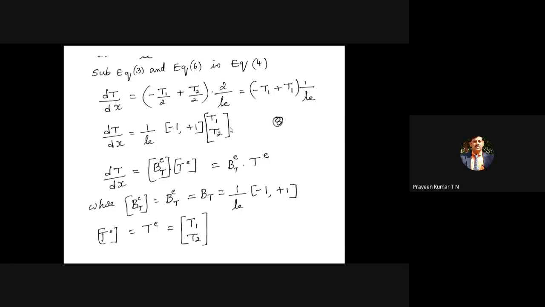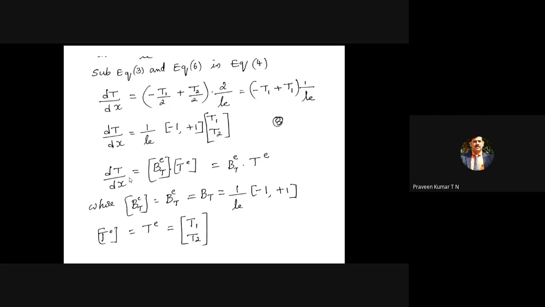We have dT by dx, and the same equation you are writing in the matrix form. The 1 by le you are taking outside. So I am writing minus 1 plus 1 into T1 and T2. When we write this in the matrix form, if you multiply this matrix as well as the temperature vector, you have to get back the same equation. We can see here minus 1 into T1 gives minus T1, plus 1 into T2 gives plus T2, times 1 by le. So once you multiply these two, you get back the same equation. Now finally we get dT by dx.